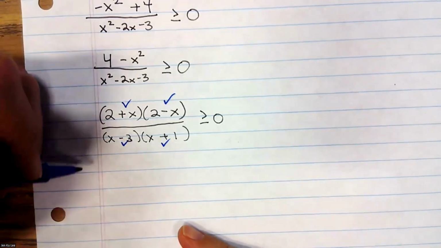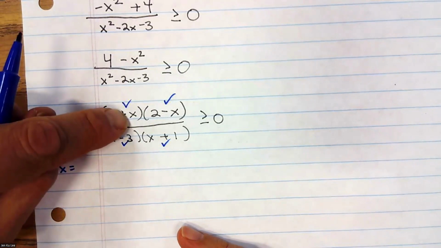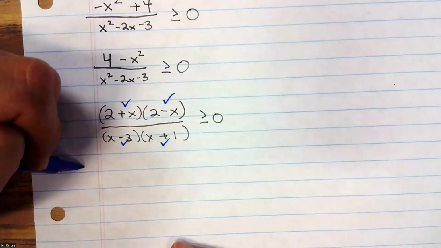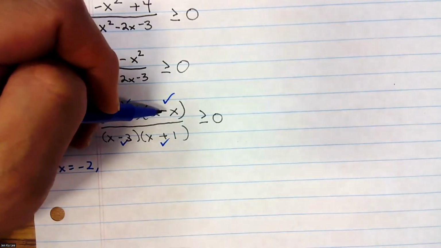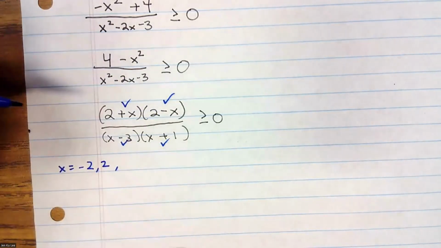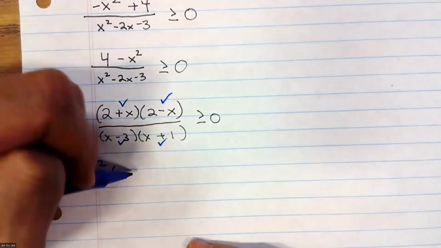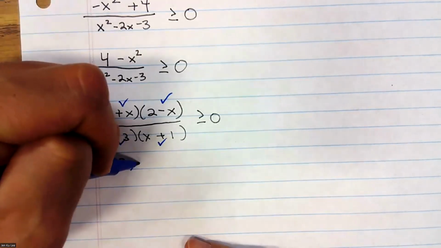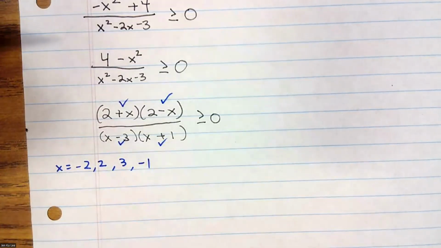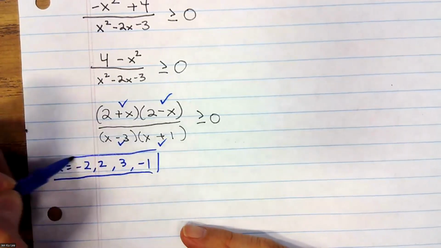If I make 2 plus x equal to 0, that would be negative 2. 2 minus x equal to 0, that would be positive 2, because 2 minus 2 is 0. x minus 3 equal to 0, that will be 3. And then x plus 1 equal to 0, that will be negative 1. So these 4 points are my cut points.